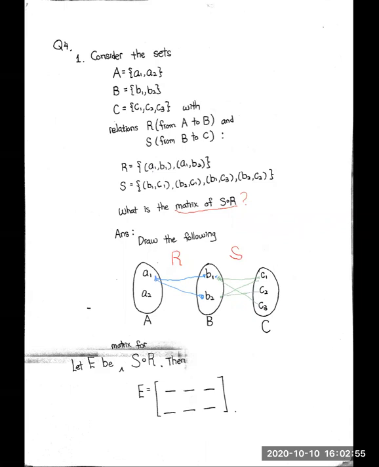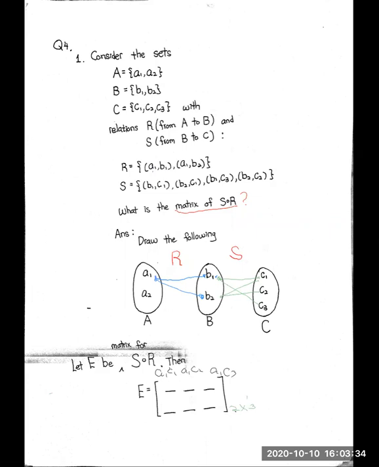Now, let E be the matrix for S compose R. Then we can write E as follows. For each of the elements here, this is a 2 by 3 matrix. Let me change color again. The first one corresponds to (A1, C1), the second one is (A1, C2), and the third one corresponds to (A1, C3).